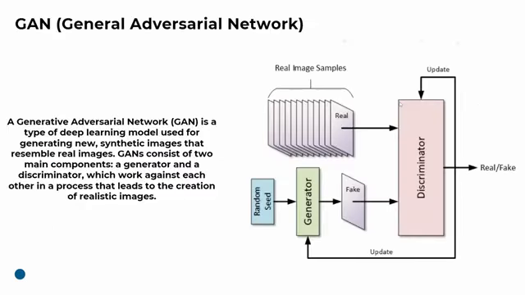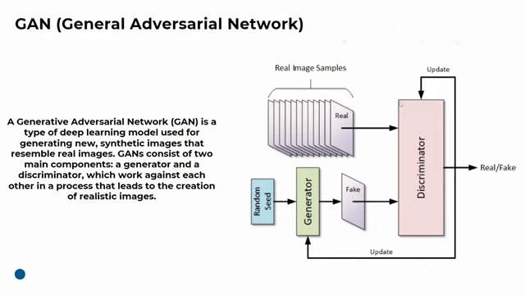In image generative models, we are going to see what the ways are to create an image generative model, how exactly it works, and how to train such kinds of models. So the first way is a GAN. GAN is a generative adversarial network. It's a deep learning model used for generating new or synthetic images that resemble real images.